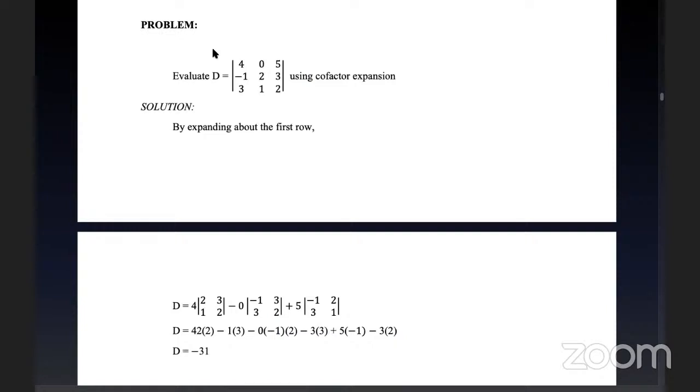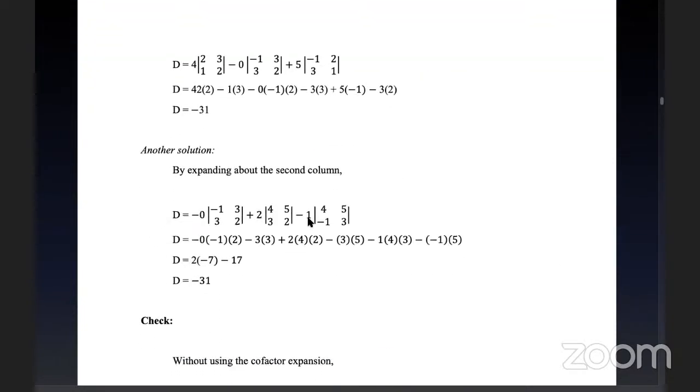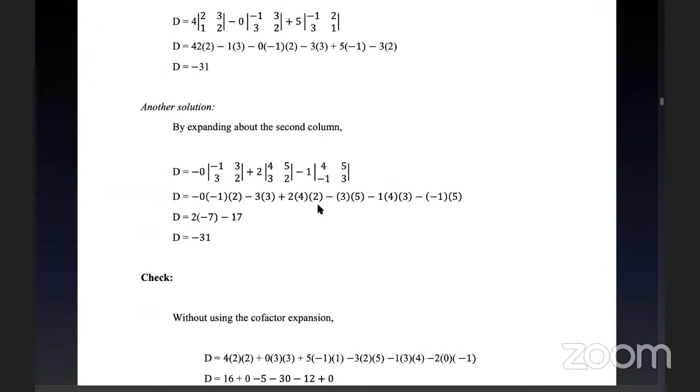Okay, burahin ko ulit. Let's proceed to, pag check natin, using a different na column. So in this case, we utilize second column. Bakit second column? Kasi may presence ni 0. Maganda kasi pag may 0 para matanggalan natin yung term na yun. Katulad nito.